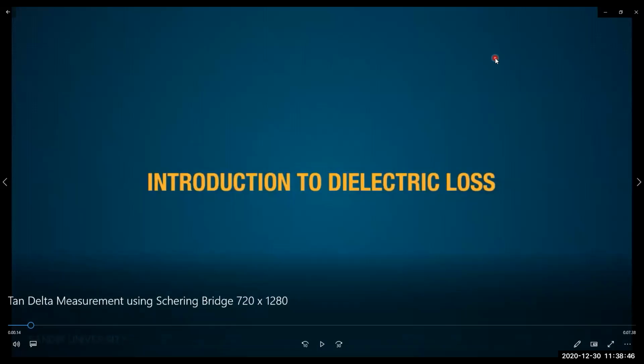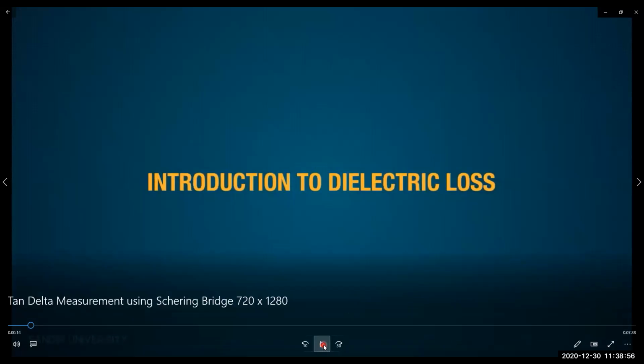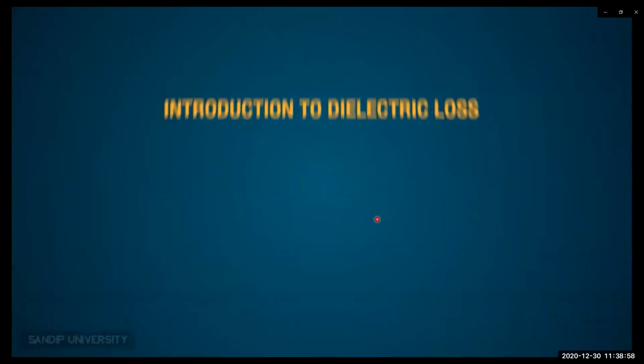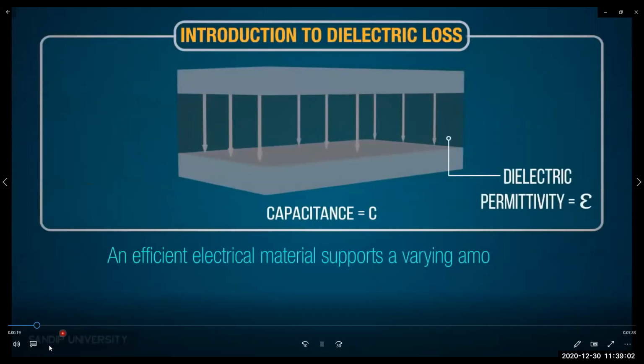So, measurement of dielectric loss. The concept we have to discuss today. Before going to the measurement, first let us discuss some introduction about dielectric loss. Try to concentrate here. So, dielectric loss in efficient electrical machines.